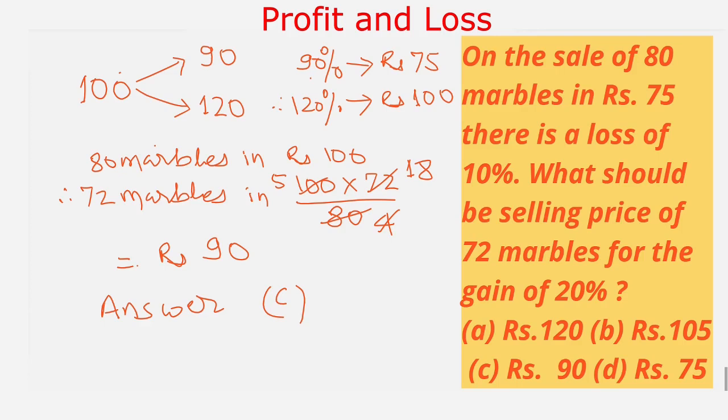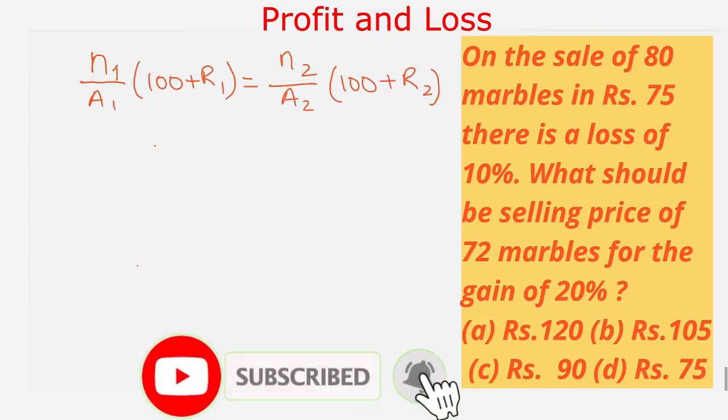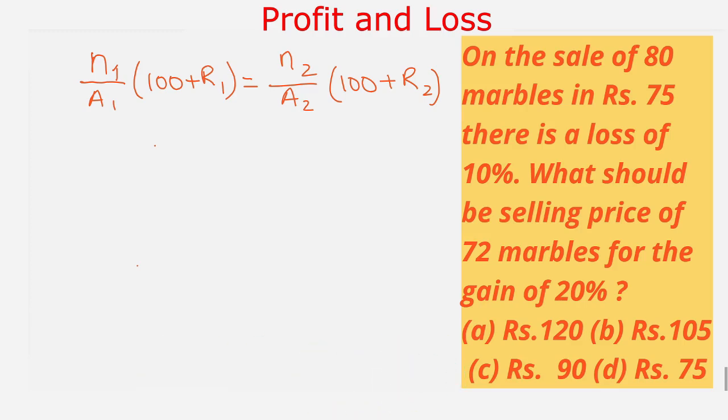We solve this question by one more method using a shortcut formula. We solve this question by the formula N1 upon A1 into 100 plus R1 equal to N2 upon A2 into 100 plus R2. Here N1 is number of articles sold in amount A1 with a profit of R1% and N2 is number of articles sold in amount A2 with R2% profit.